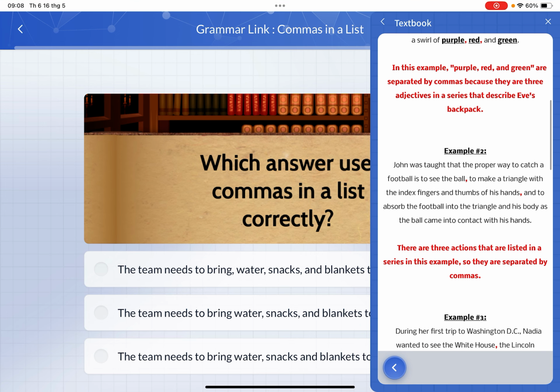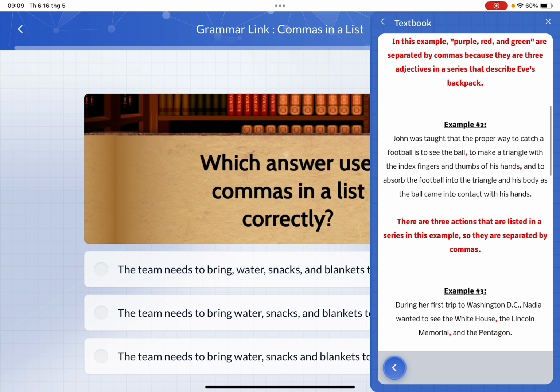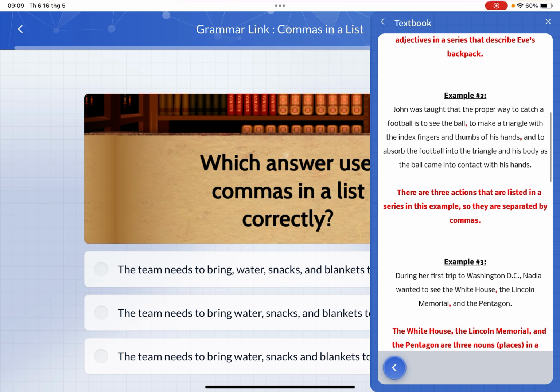John was taught that the proper way to catch a football is to see the ball, to make a triangle with the index fingers and thumbs of his hands, and to observe the football in the triangle in his body as the ball came in contact with his hands. As you see, we have two commas here, which are in red. So there are three actions listed in this series, and they are separated by a comma here and a comma there, with the word and before the last one.